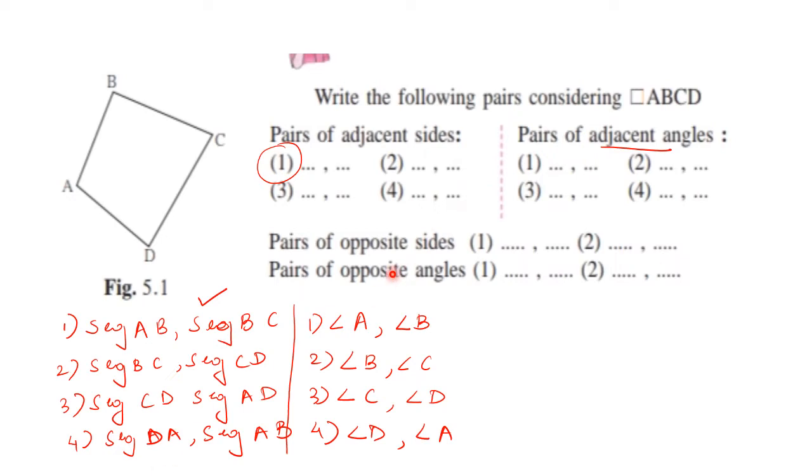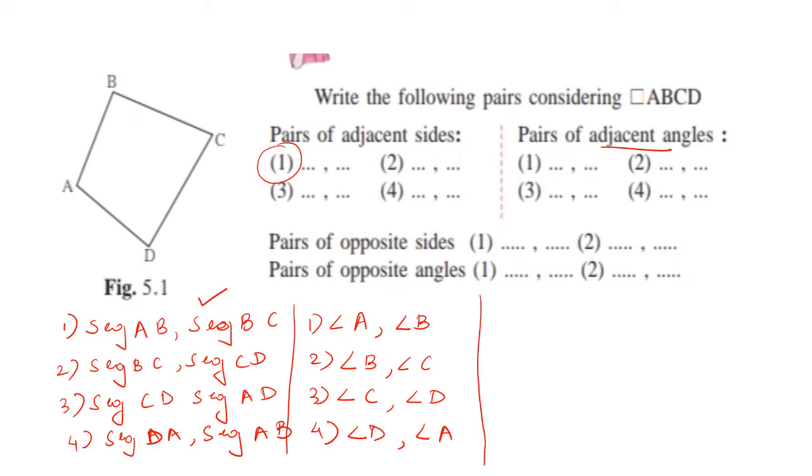Now let us understand the pairs of opposite sides and opposite angles. Opposite sides would be segment AB and segment CD. Similarly, segment AD and segment BC. These are the opposite sides, and opposite angles would be angle A and angle C, and angle B and angle D. Let's write down.